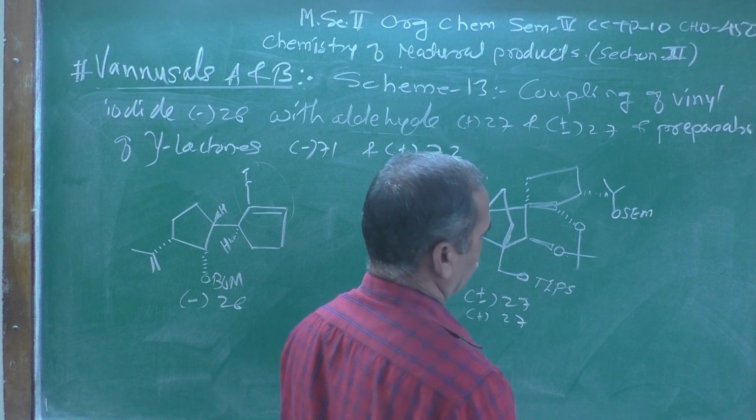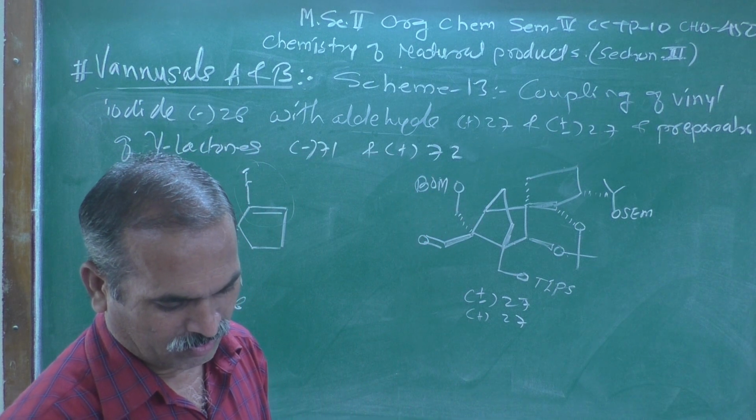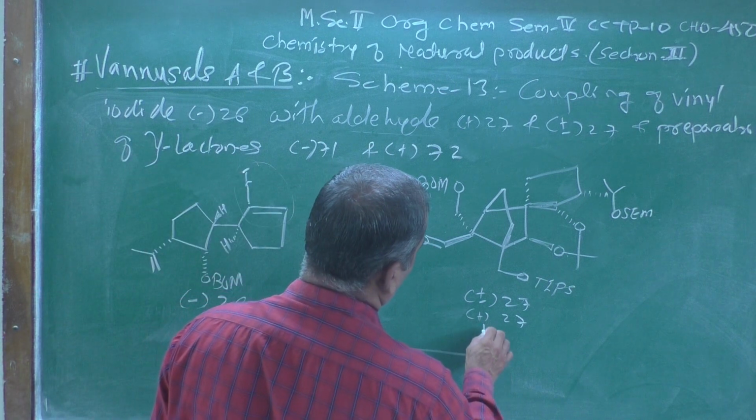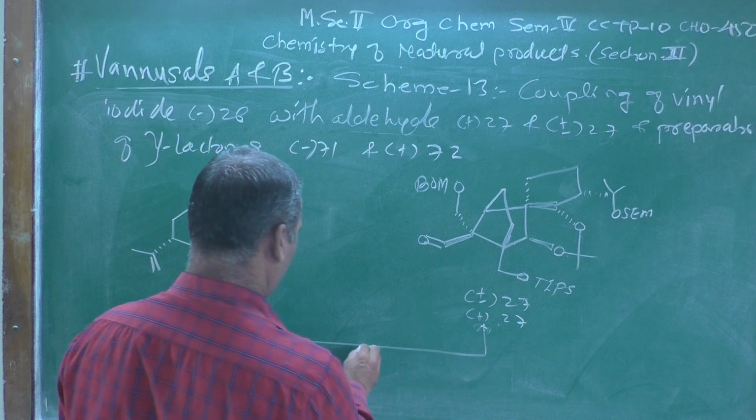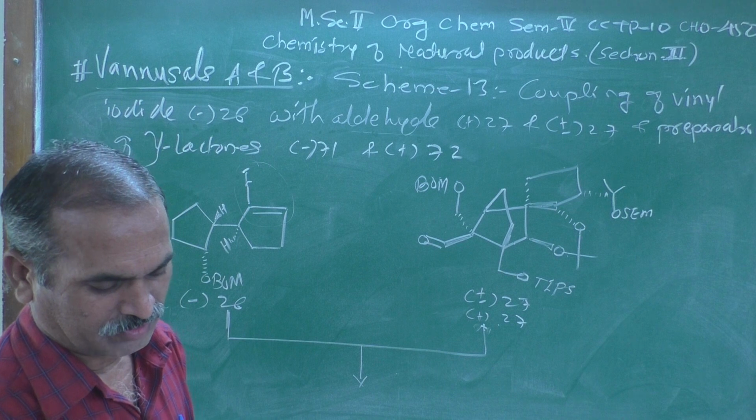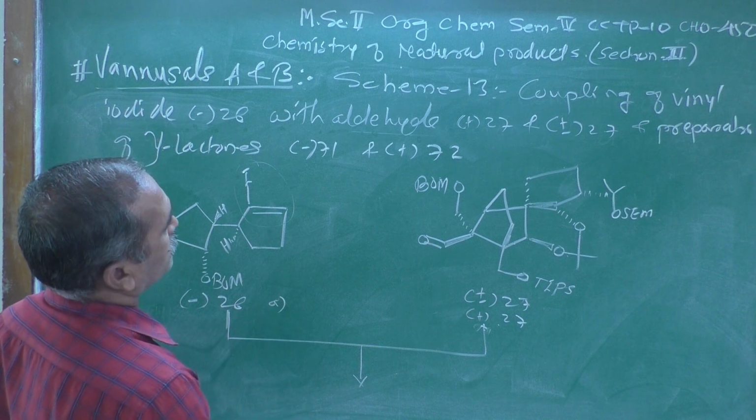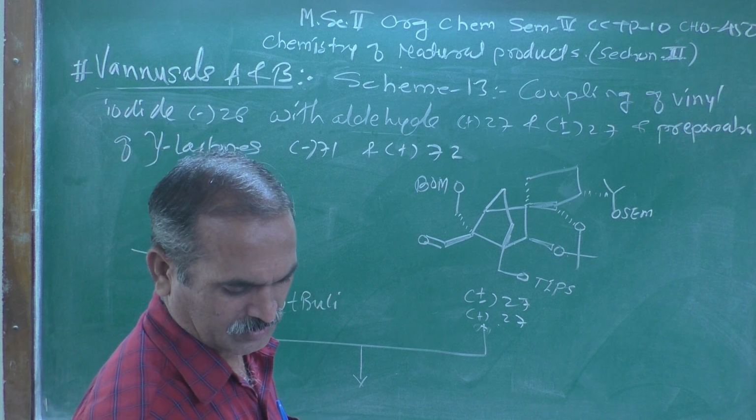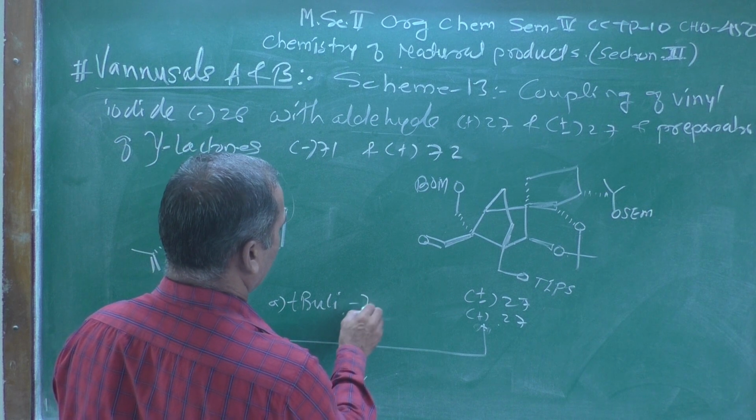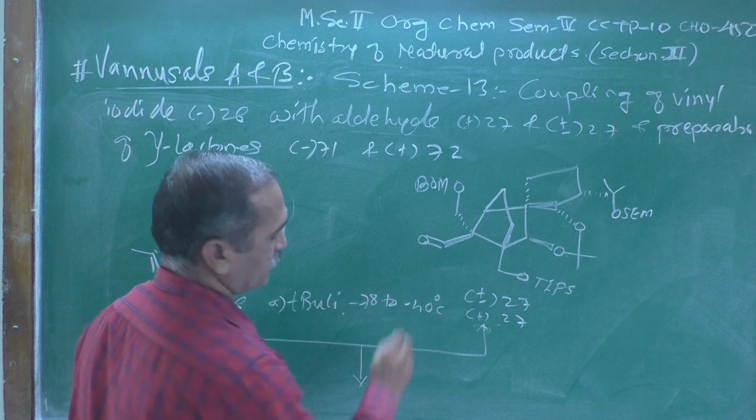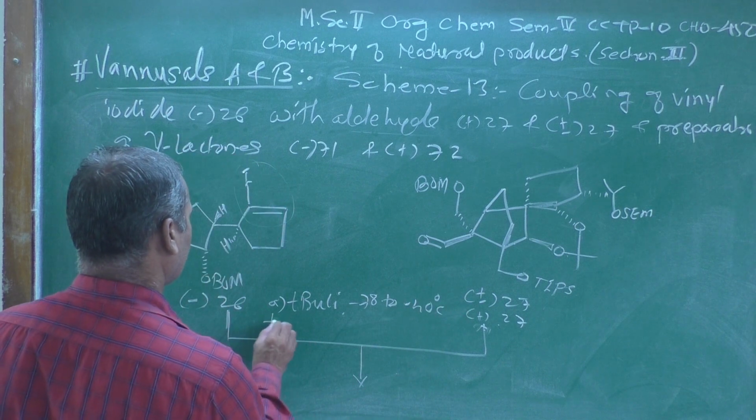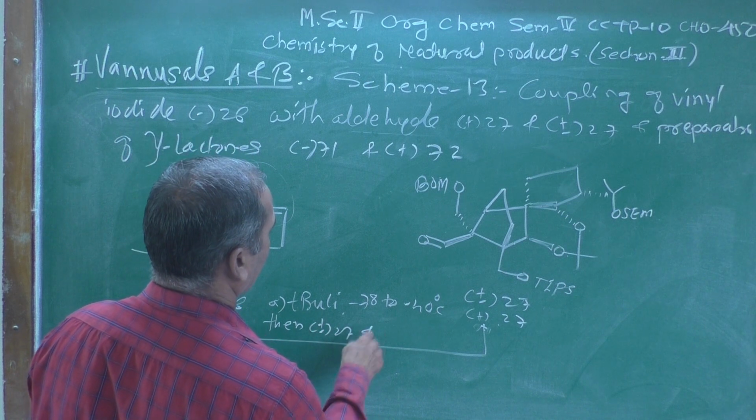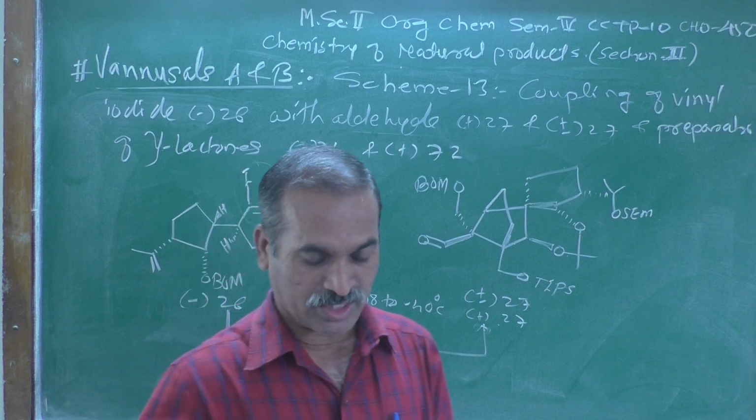And now, these are two, structure number 26, whereas this is structure number plus minus 27, these are added, and we are going to get the product. The first reagent used in scheme number 13 is A, that is tertiary butyl lithium, and the temperature is kept at about minus 78 to minus 40 degrees centigrade, and then plus minus 27 and plus 27 were added.